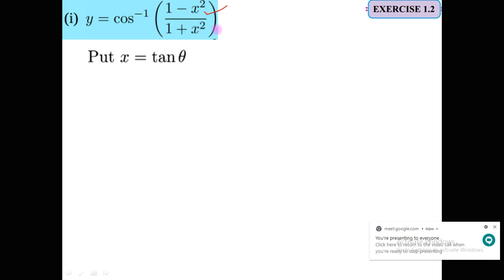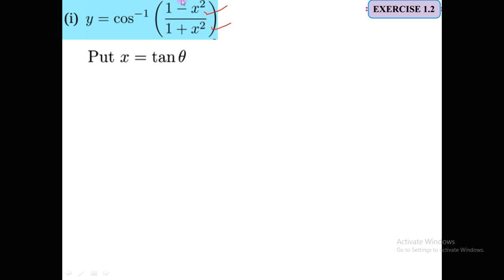It is divided by 1 plus x square. So you have to think about both the terms, not just one term. If it is only one term, some might mistake it as sin theta or cos theta, because 1 minus sin square is cos square or 1 minus cos square is sin square. But this expression involves both the terms, 1 minus x square also and 1 plus x square. In that case, x is equal to tan theta has to be used.